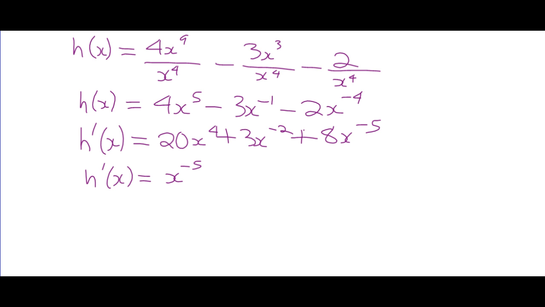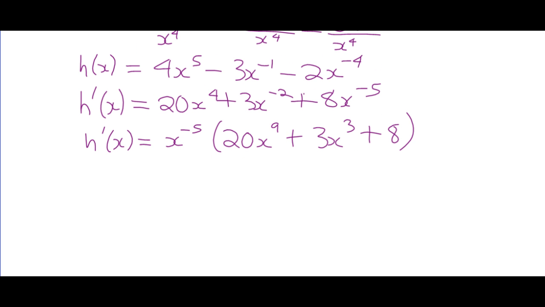I think negative 5 is smaller than either 4 or negative 2. So I'm going to take out a negative 5, giving me 20x to the 9, right? Because need to get a 4 out of that. Plus 3x to the 3 plus 8. Yeah, that's it. Just 8.